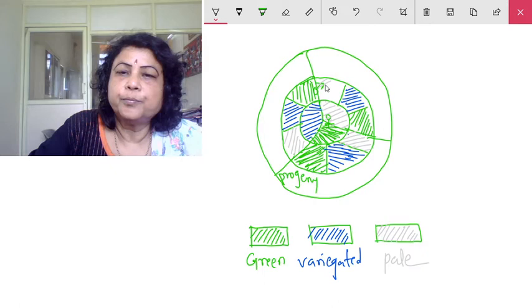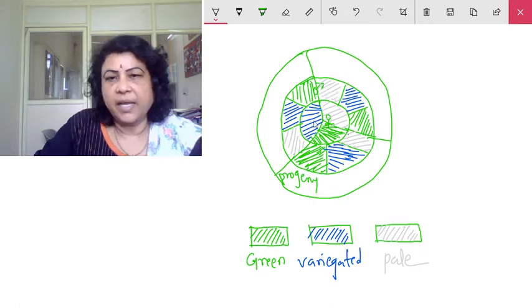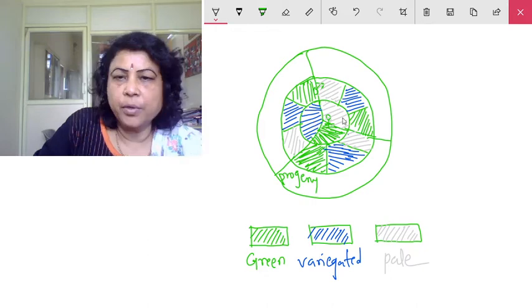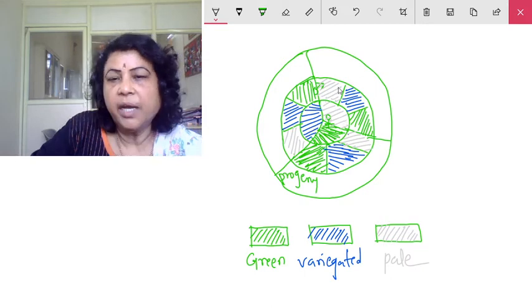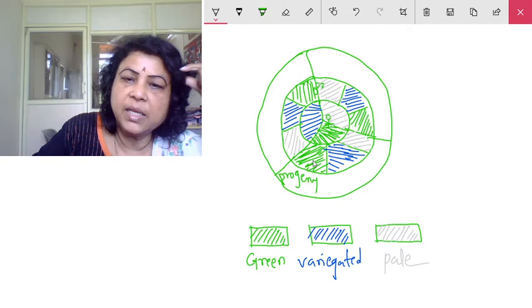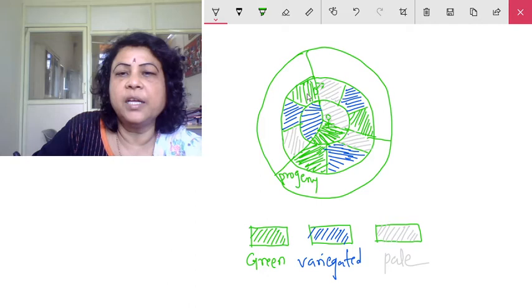So it is the female branch. It has the ovules from the green branch, from the pale branch, and from the variegated branch. And then pollens are from all these three. That means pollens from the pale one, variegated one, and the green one. Similarly here also, from pale, variegated, and green. Now the resulted progeny.